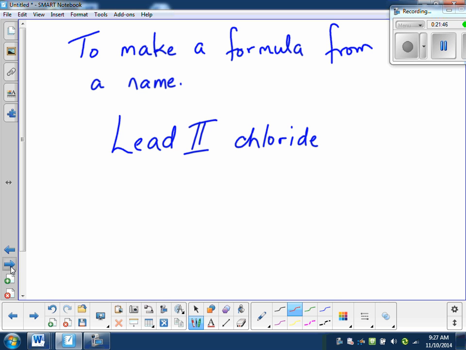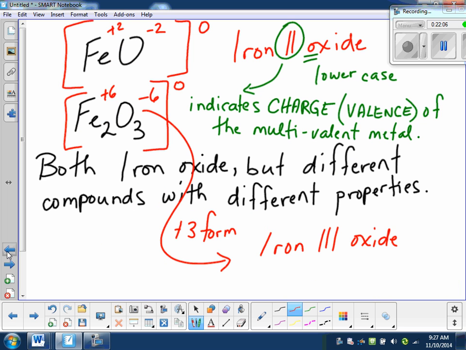Okay. Lead 2 chloride. How do we change a name back to a compound? This is the easiest one. What does this Roman numeral tell us, Emma? This Roman numeral tells us, if we go back here, the charge of the multivalent metal.